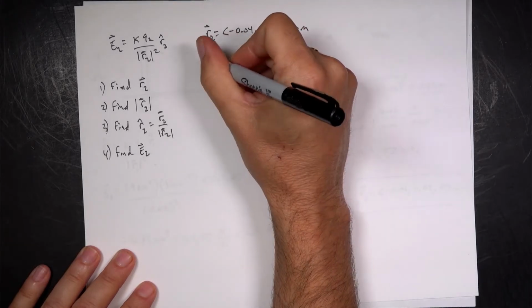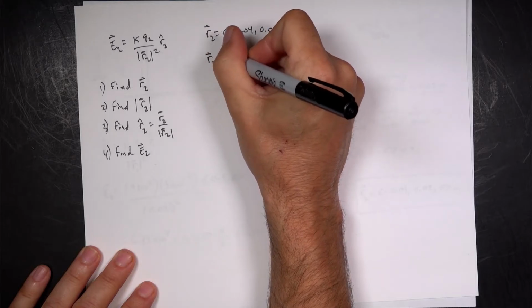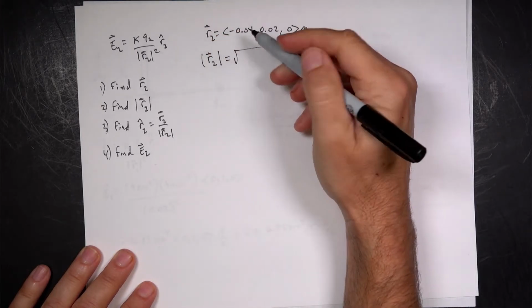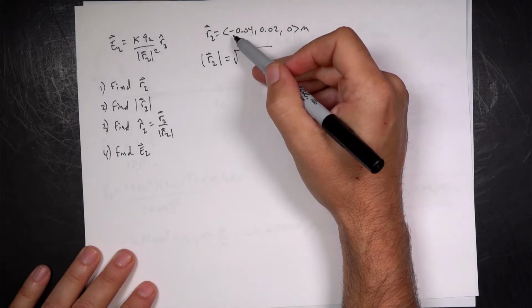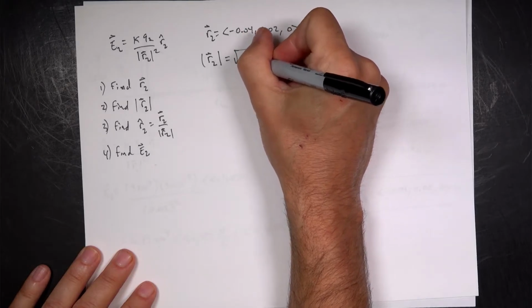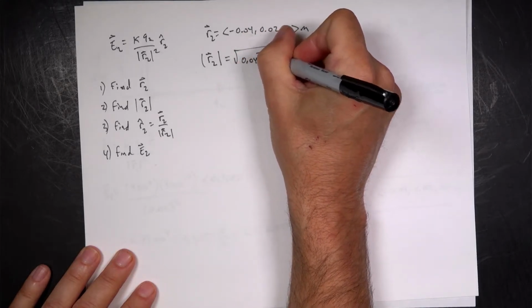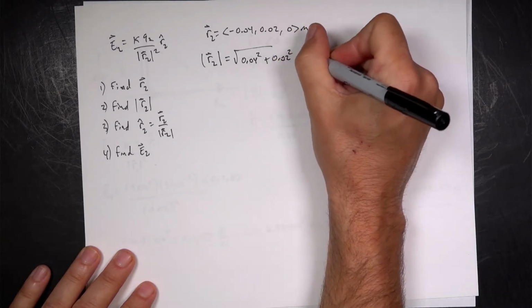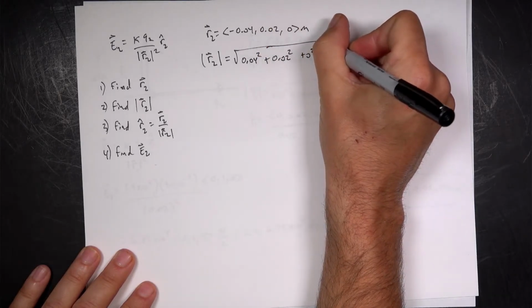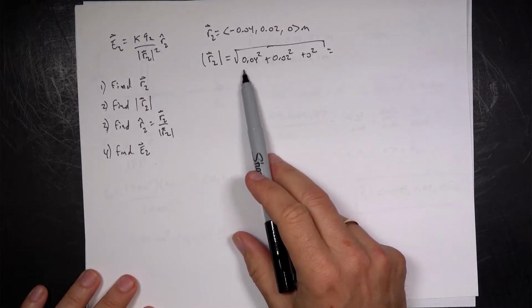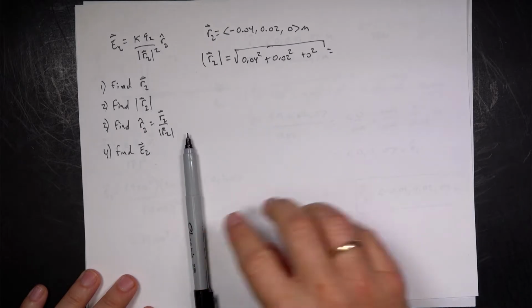So let's find the magnitude. R2 magnitude is going to be the square root of this squared. Okay, so there is a negative sign there, but if I square it, it doesn't really matter. So I'm just going to write this as 0.04 squared plus 0.02 squared plus 0 squared. You could probably do this in your head, but I'm going to go ahead and use the calculator.